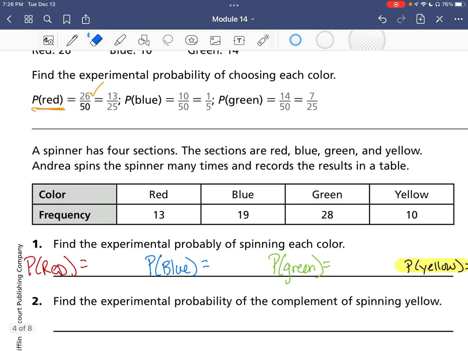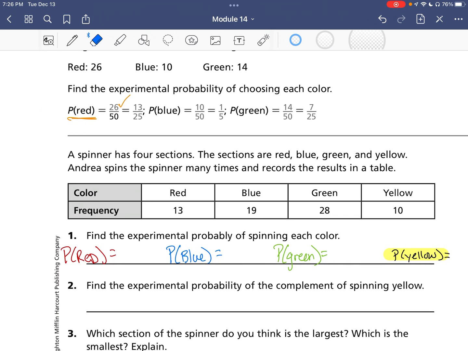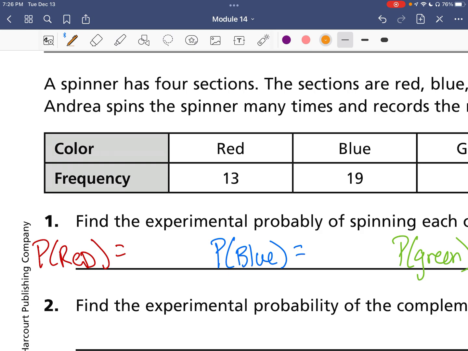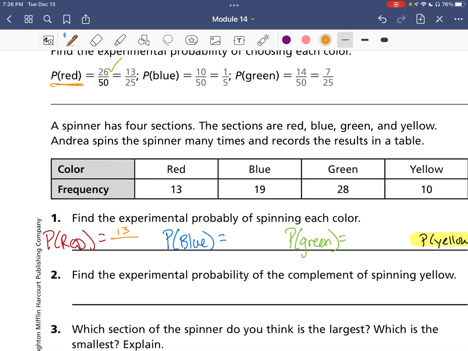Down here, we have a spinner that has 4 sections. There are red, blue, green, and yellow. Andrea spins the spinner many times and records the results in a table. So here we have red. Red has occurred how many times? It's occurred 13 times. Out of how many?